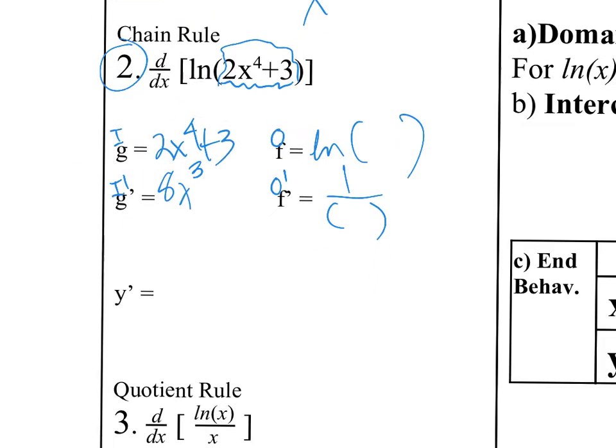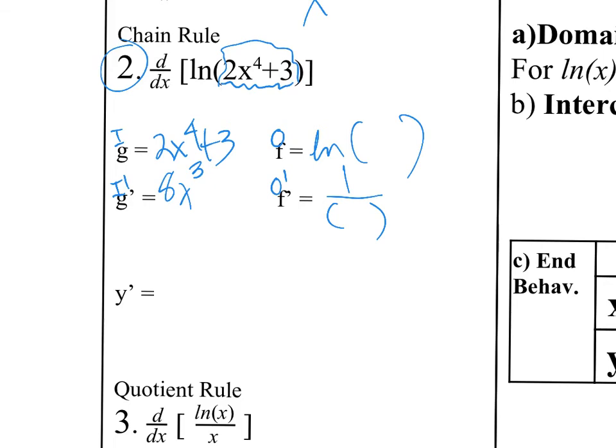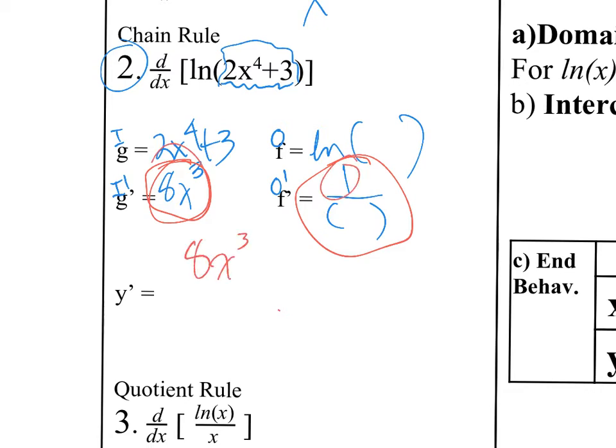All right, and then to get my derivative, I multiply those together. Okay, I multiply those together. So what I need to multiply together is 8x cubed and 1 over brackets, and brackets is the inside function. So on the numerator, I'm going to have 8x cubed multiplied by 1. So that's going to be 8x cubed over 2x to the 4th plus 3. Okay, and that is our derivative. So that's the chain rule.